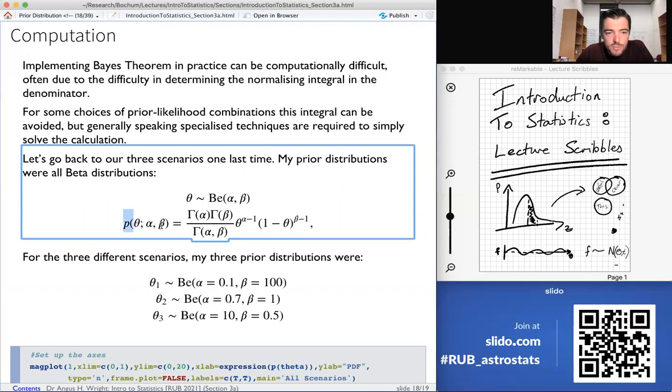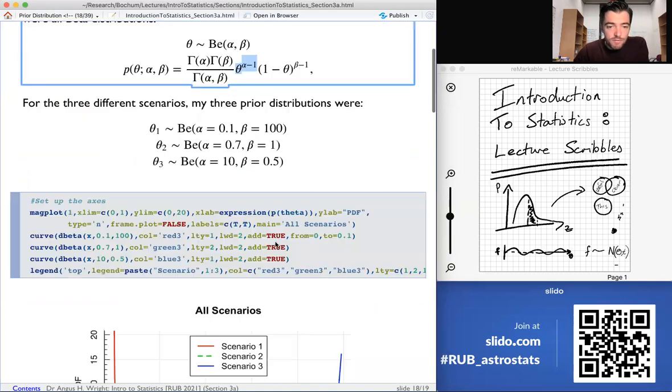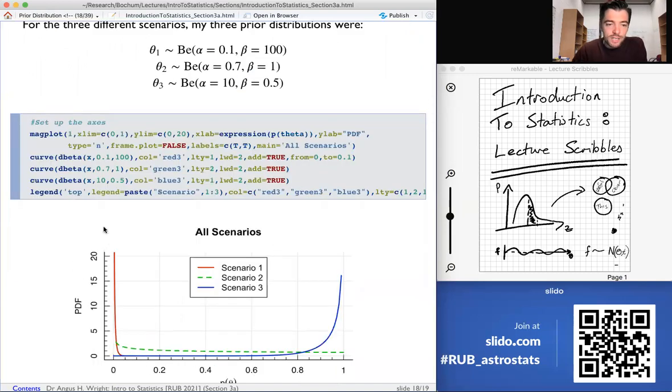And therefore, because it's a beta distribution, it has this probability function, which is what we saw in our lecture on probability distributions. This front thing is essentially a normalization, and the main brunt of the beta distribution is this thing here: theta to the power of alpha minus 1 times 1 minus theta to the power of beta minus 1. For my 3 different priors, I specified these beta distributions. Alpha is equal to 0.1, beta is equal to 100. That's the very steep red curve over here at 0, piling up at 0 probability.